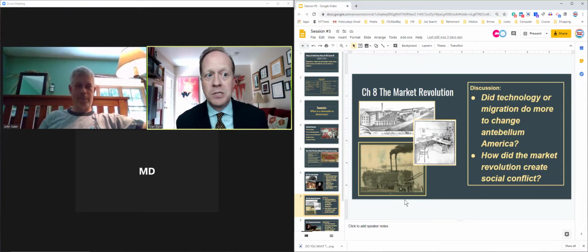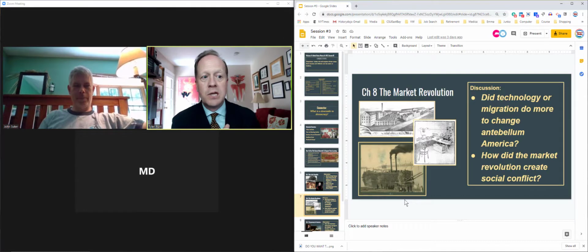Chapter 8 is next. Chapter 8 is the market revolution. And for this, I picked 3 slides. One was, of course, the Lowell Mills, which I think is hugely significant. The other is the telegraph. And then, of course, a steamship full of cotton. All of these, I think, were images that came to my mind when I read through this material about the market revolution.